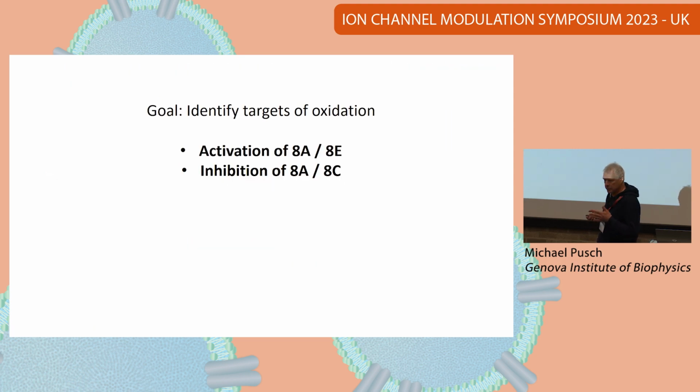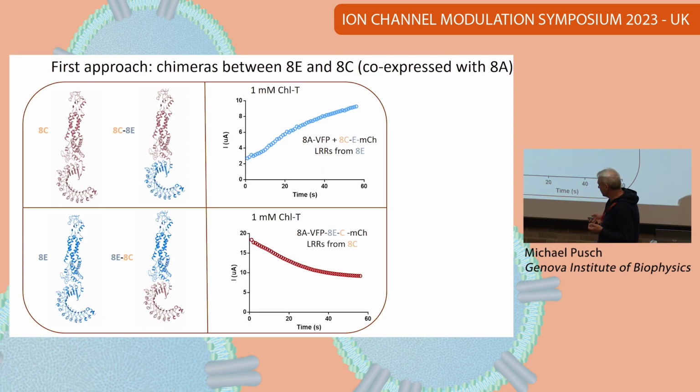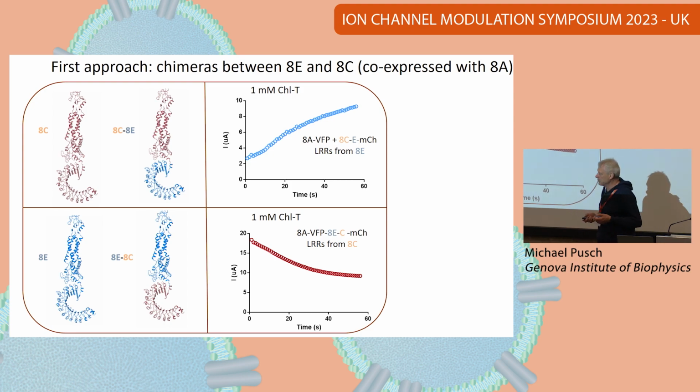And the goal of our work that I present here was: what are the molecular targets of oxidation for the activation of 8A, 8E, and for the inhibition of 8A, 8C? So we first made chimeras. We put, for example, the C-terminal LRR domain from 8A onto 8C, and in that case, indeed, we could restore activation. So normally 8C is inhibited, but this chimera is activated by oxidation. And in the reverse chimera, if we put the LRR domain from 8C onto 8E, we get inhibition by chloramine T. So we can swap the response by exchanging the LRR domains of the respective subunits.